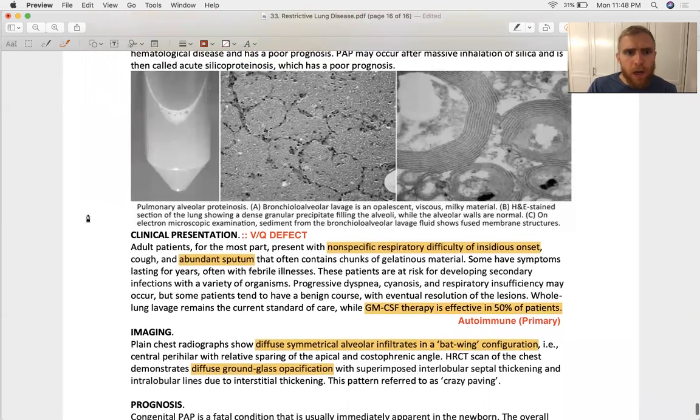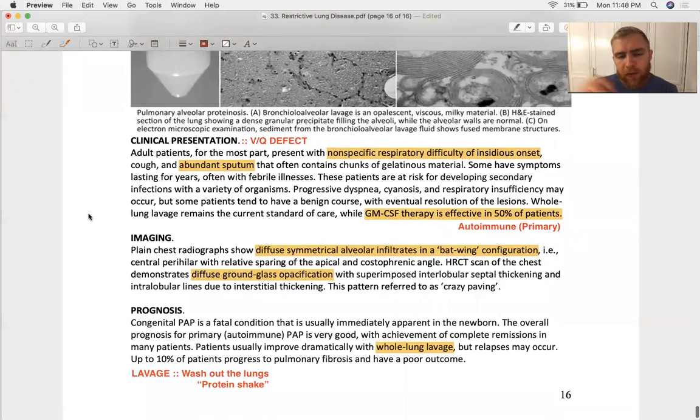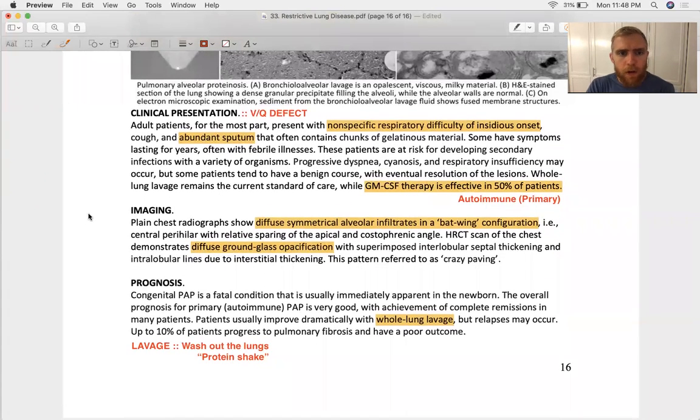Cryptococcus affects the immunocompromised. How do these things present? VQ defects. So dyspnea upon exertion, and then you cough up a lot of fluid. Why? Because you're overproducing surfactant, so there's just fluid in your lungs, period. And how we treat this is with MABs, I believe. Actually, no, not with MABs. We just give them granulocyte macrophage colony stimulating factor, I assume.